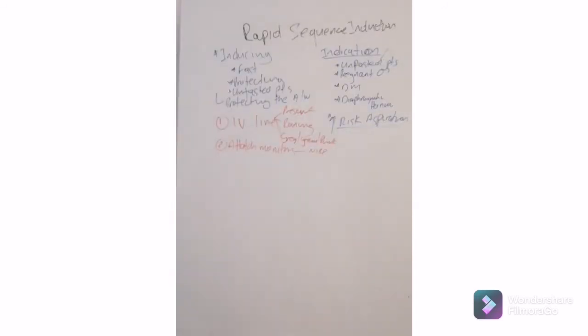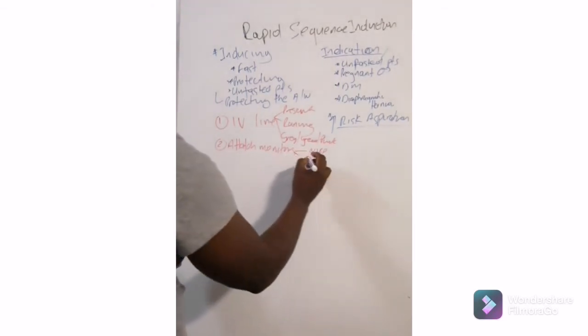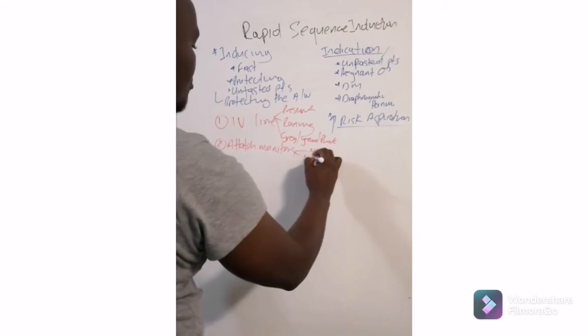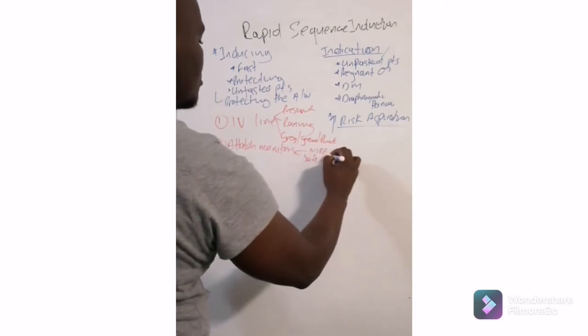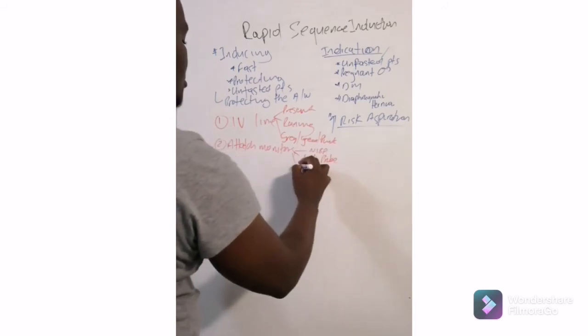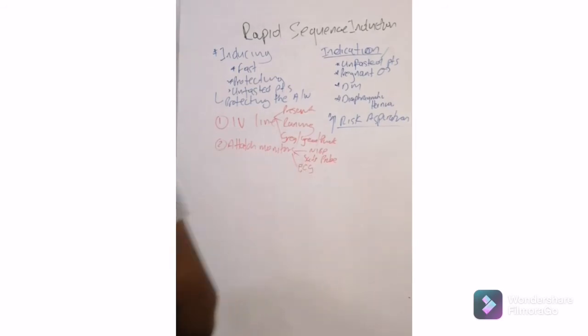NIBP, it's non-invasive blood pressure. Remember, there are invasive blood pressures, but this one is just the one where you put a cuff around a limb. You put your SATS probe, you put your ECG leads. This is basically that. Any other thing that your senior thinks is important, they will tell you to do it, but these are the basic things.